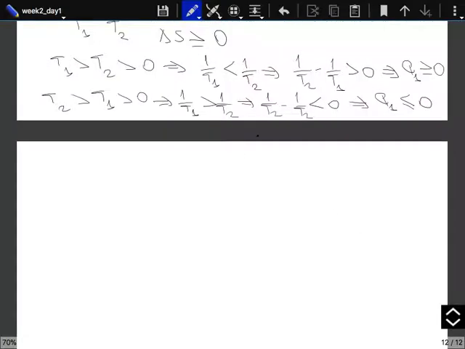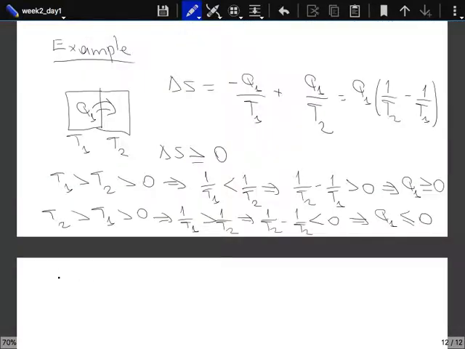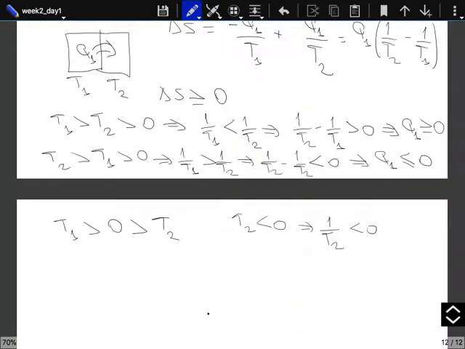Now, let me also look at the case what happens when, for example, T1 is larger than 0, which is larger than T2. Now, we will see cases where the temperature can actually be negative. So if this is the case, now you see T2 is negative, which means 1 over T2 is also negative. Since T1 is positive, 1 over T1 is positive. 1 over T2 minus 1 over T1 is less than 0, which tells me that Q1 should be less than 0.